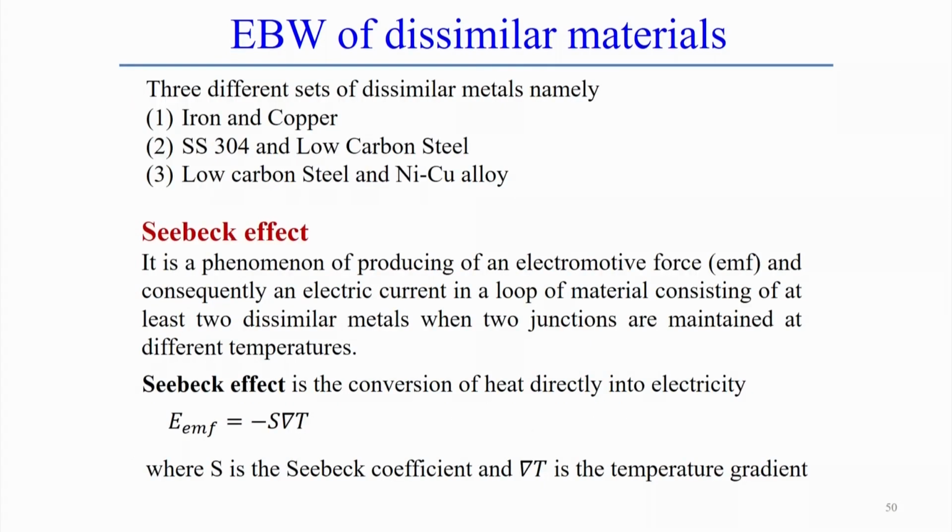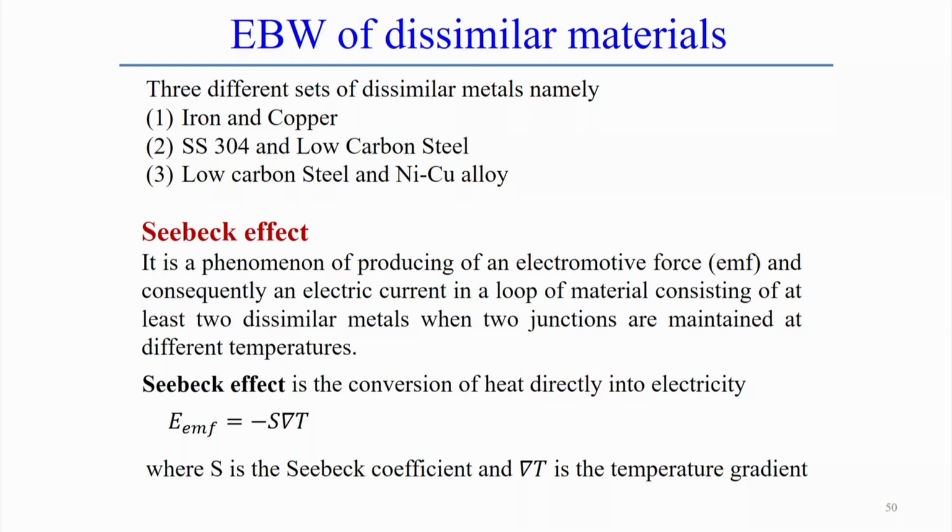So, we can analyze the electron beam welding of dissimilar materials. Here we consider three different sets of dissimilar materials. For example, we want to join iron and copper. Second is stainless steel SS304 and low carbon steel. And third is low carbon steel and nickel copper alloy. So, all these three dissimilar combinations of metals, if we try to join by the electron beam welding process, ideally what will happen?